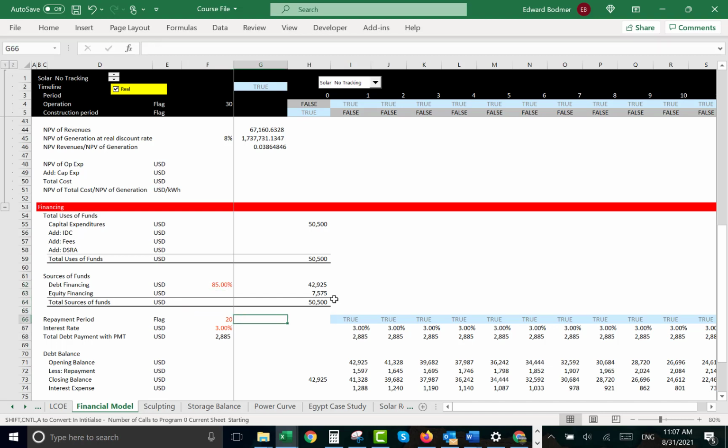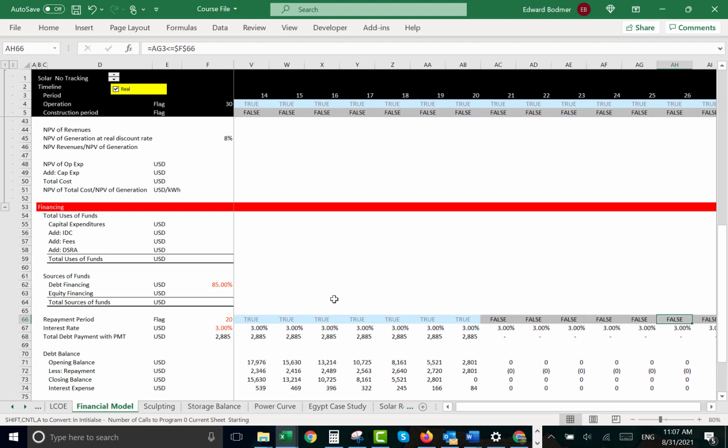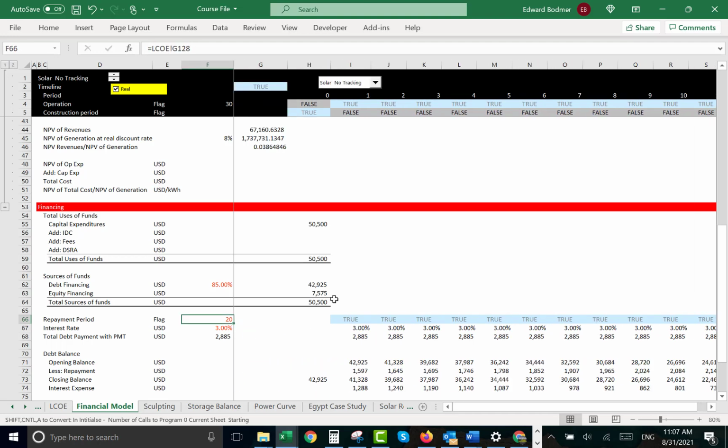And then we put the repayment period, and whenever you have a repayment period, you're going to make a little flag. You're going to say, okay, let's take the period of the model and make it less than or equal to that repayment period, and then we put the interest rate in, and then now I'm going to change things a little bit.